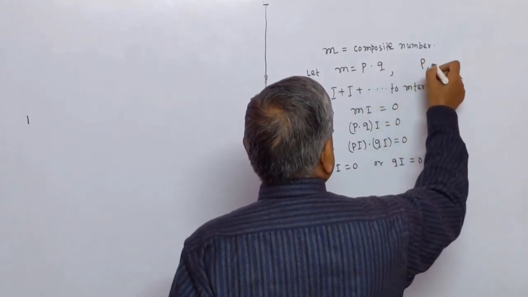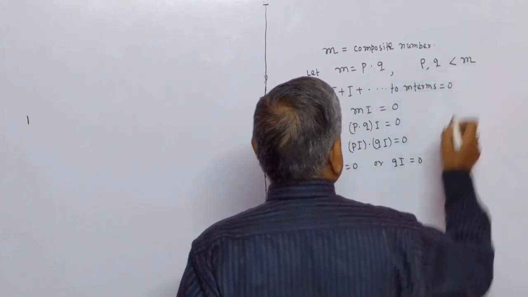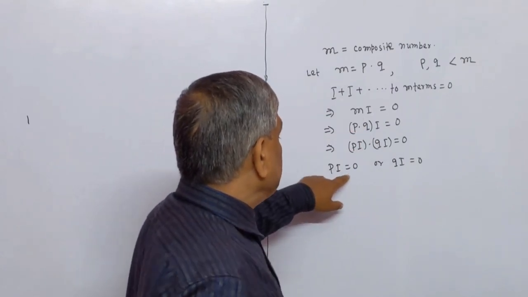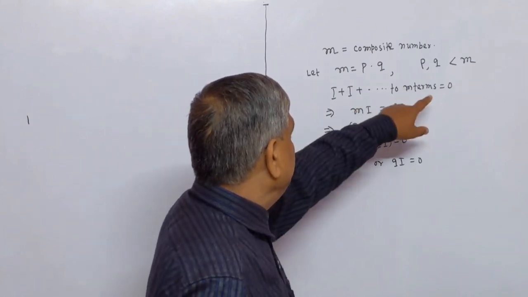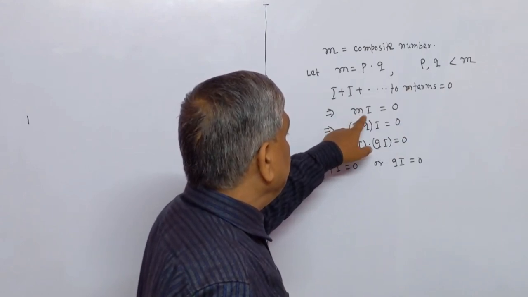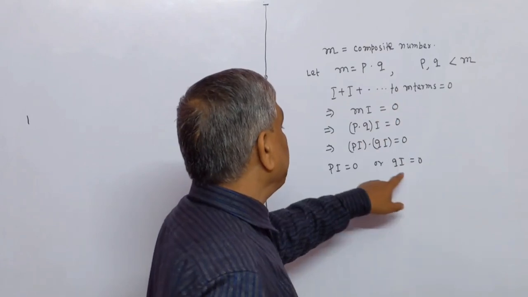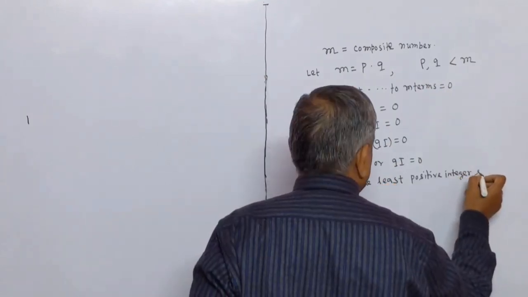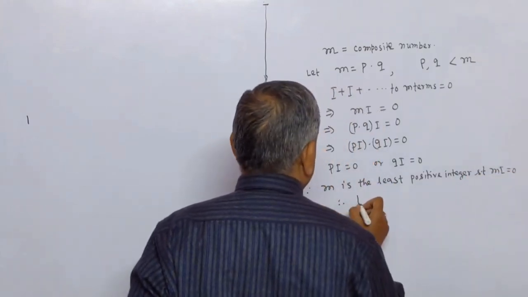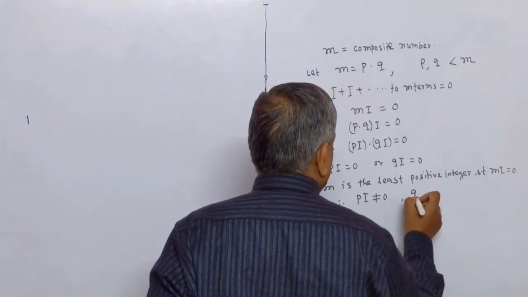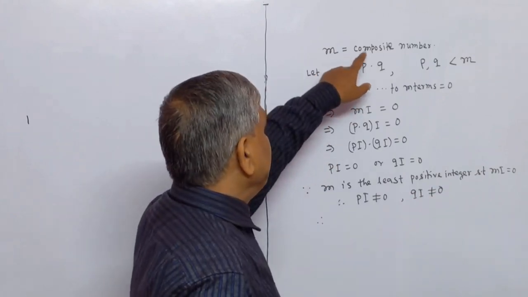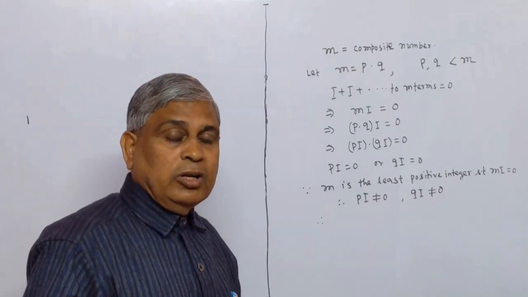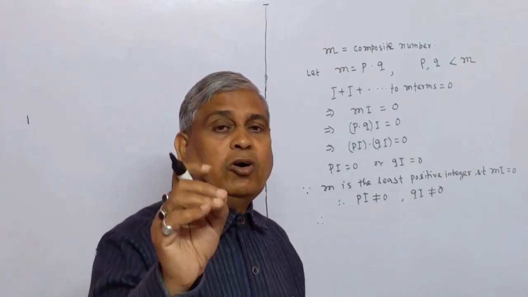Here, P and Q are all less than M, and MI is 0. M is the least positive integer. So, here this may not hold because P is less than M and M is the least positive integer such that MI equal to 0. So, PI may not equal to 0 or QI may not equal to 0. Since M is the least positive integer such that MI equal to 0, therefore PI not equal to 0, QI not equal to 0. That means our assumption that M is a composite number is wrong. Therefore, M is either a prime number or 0. So, characteristic of an integral domain is either 0 or a prime number.